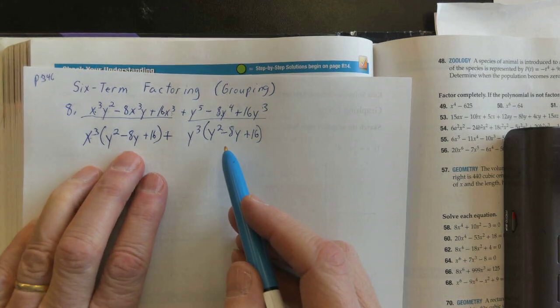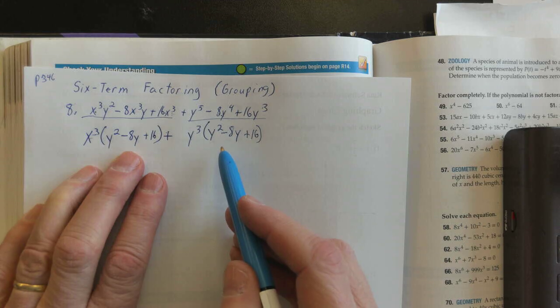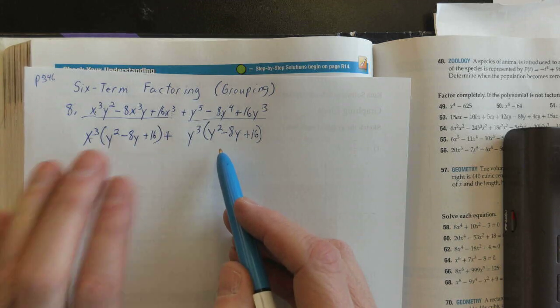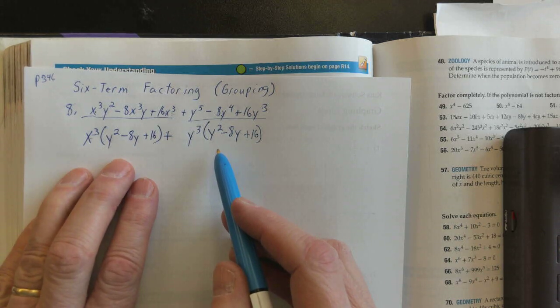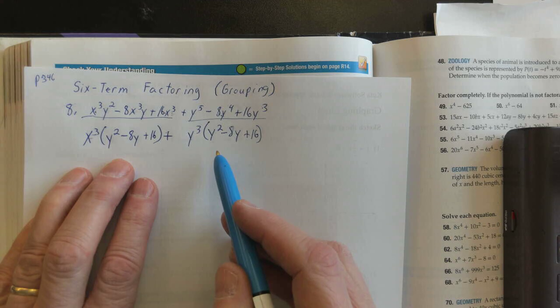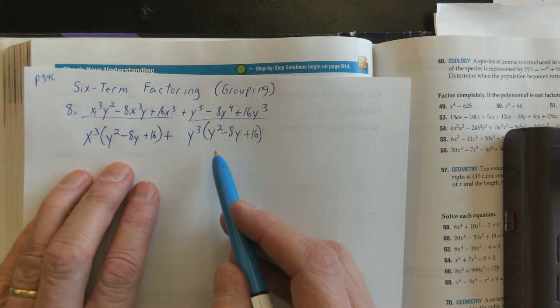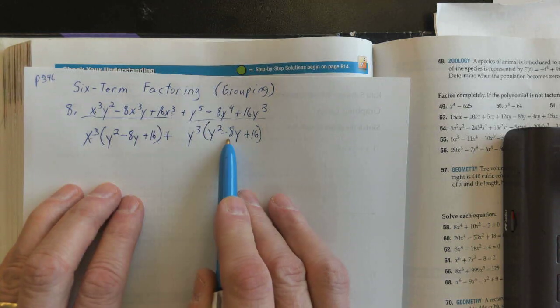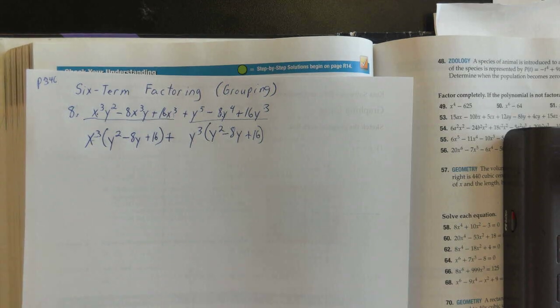That's what I was asking before Logan asked his good question. What's a good sign here that we can keep going? In grouping, Logan. The things in parentheses are the same. Yes, that means we can keep going.